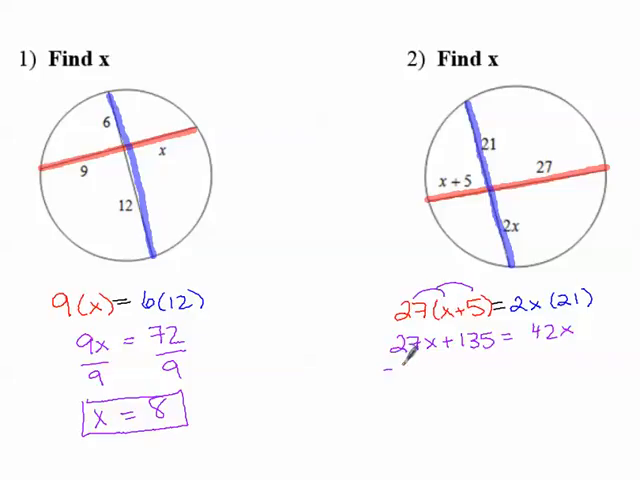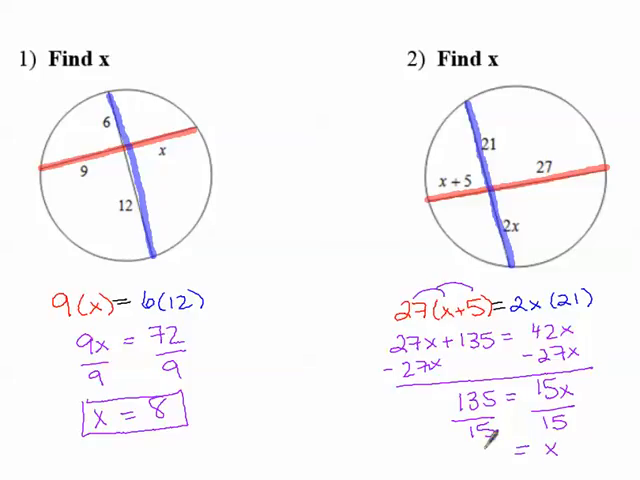So I'm going to subtract 27x on both sides. When I do that, I bring down my 135 and I get 15x over here. So I'm going to divide both sides by 15 and x equals 9. Now I'm going to look at two more examples.